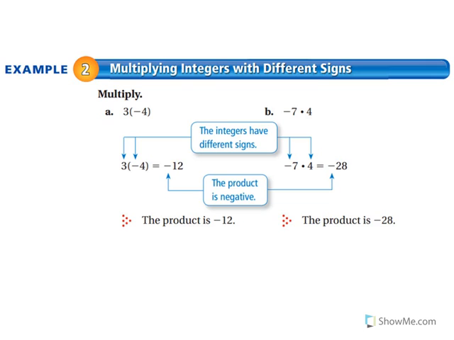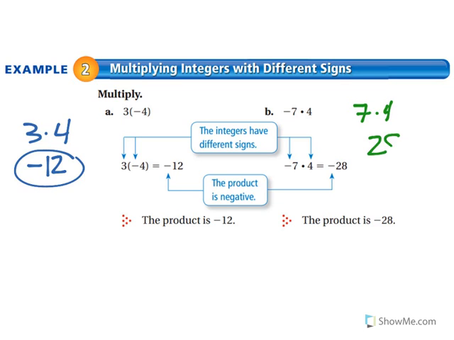In this example, A, I have 3 times 4, which is 12. And since I only have one negative sign, that means it's going to be a negative answer because it's an odd amount. Over here, I have 7 times 4, which is 28. And since one of them is negative, the 7, that's an odd amount of negative signs, therefore the answer is negative here as well. Or you can just look at them and say, since they have different signs and there are just the two of them, it's going to be negative for both of them.